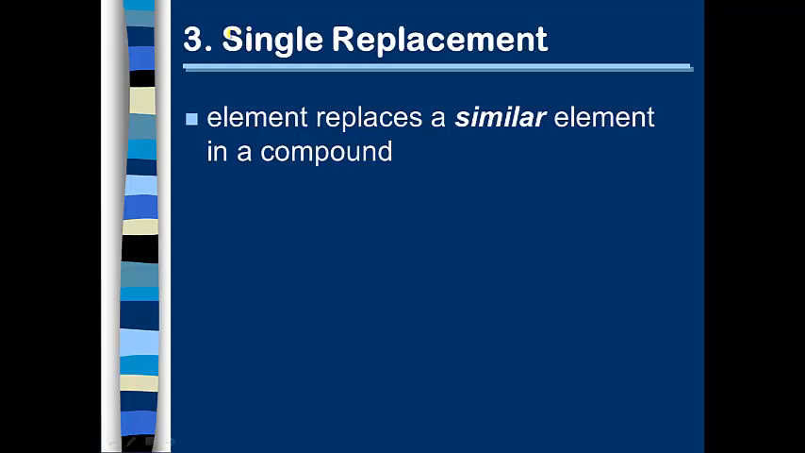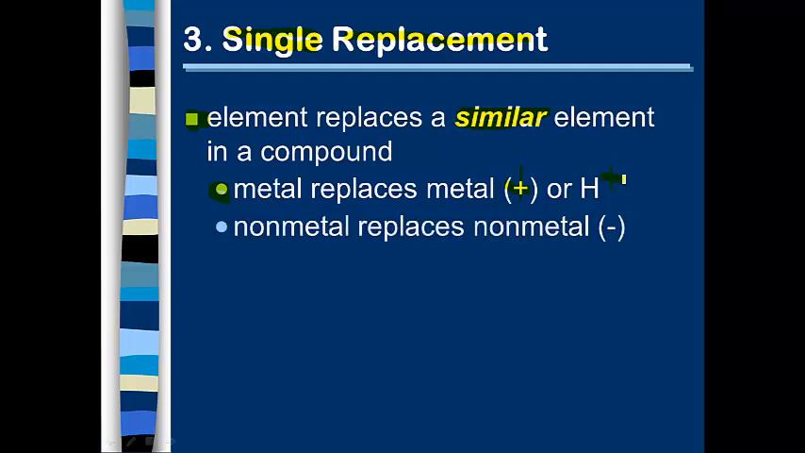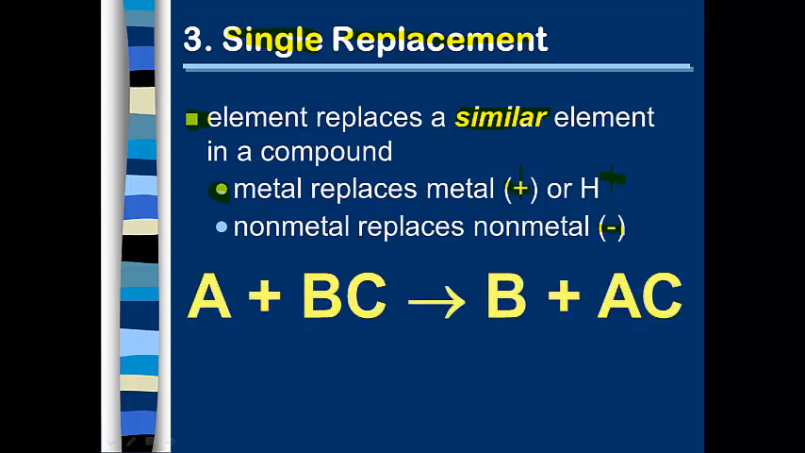Okay, then we have what's called single replacement. Single meaning one, replacement meaning to replace something. So this is when an element is going to replace a similar element in a compound. So what does this look like? There's a couple of options. When I say similar, you're going to have a metal replace a metal, or hydrogen. And that makes sense because metals usually form cations and hydrogen also forms a 1+ ion as well. Or you get a nonmetal replacing a nonmetal, and in that case it's the anion replacing the anion.